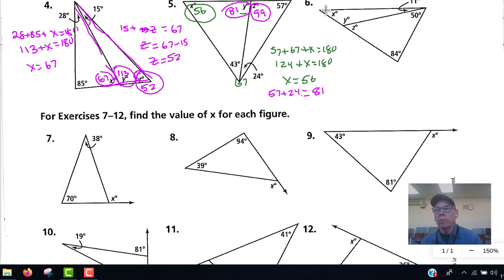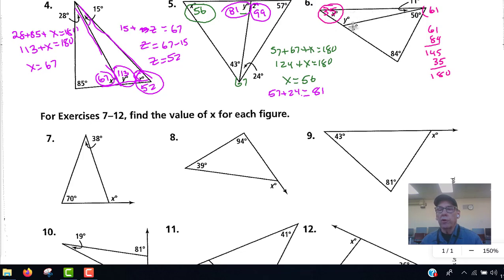Let's look over here at number 6. 11 and 50 adds up to be 61. So this angle here is 61. And we could do triangle sums and find out what x is. 61 plus 84 gives me 145. And 145 subtracted from 180 gives me 35. So this x is a 35-degree angle.